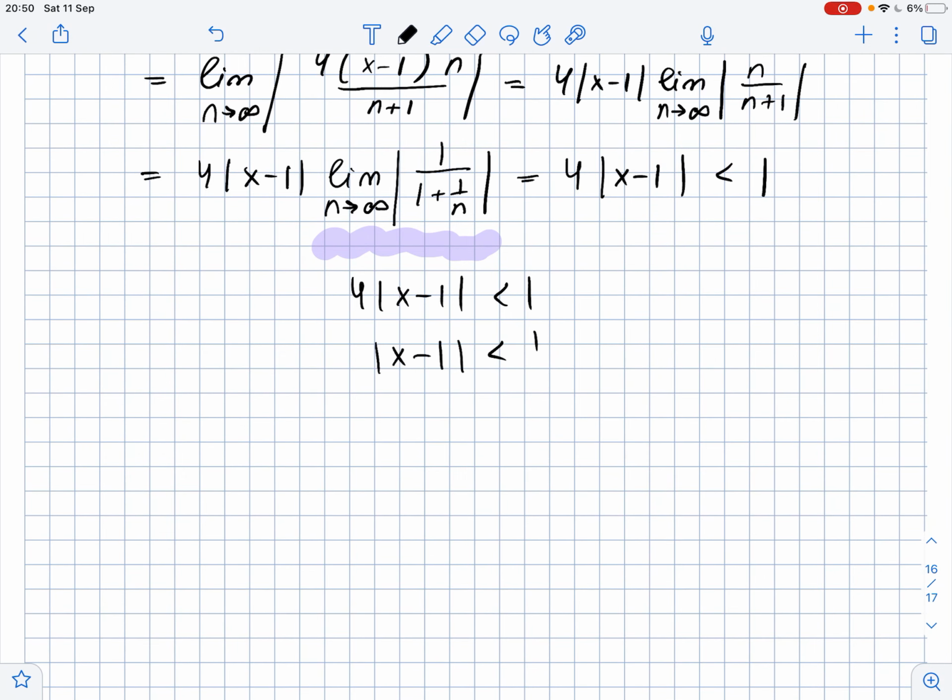Then the absolute value of x minus 1 is less than 1/4. Then x minus 1 lies between negative 1/4 and 1/4. Then x lies between 3/4 and 5/4. So this is the interval of convergence of the given series.